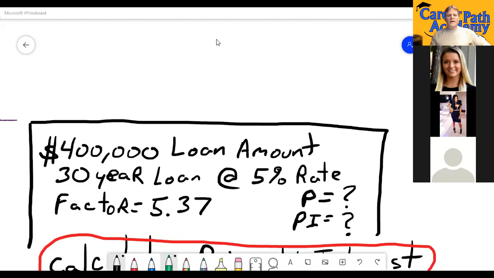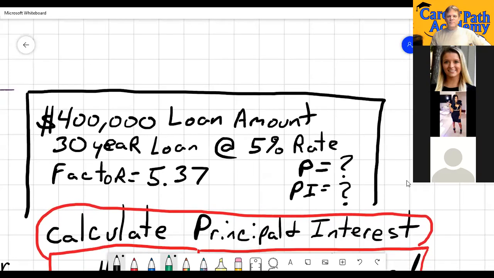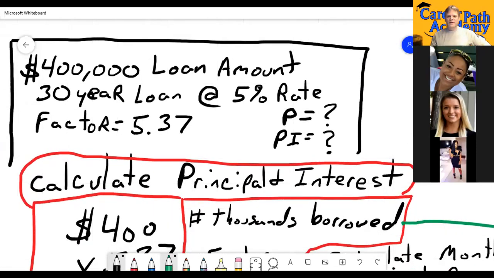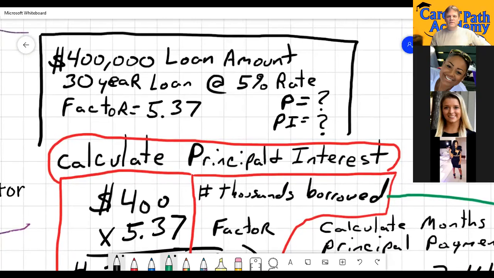Okay. I have it here on the screen. You guys can see the screen. I am going to slowly move it up. I gotta minimize this a little bit.